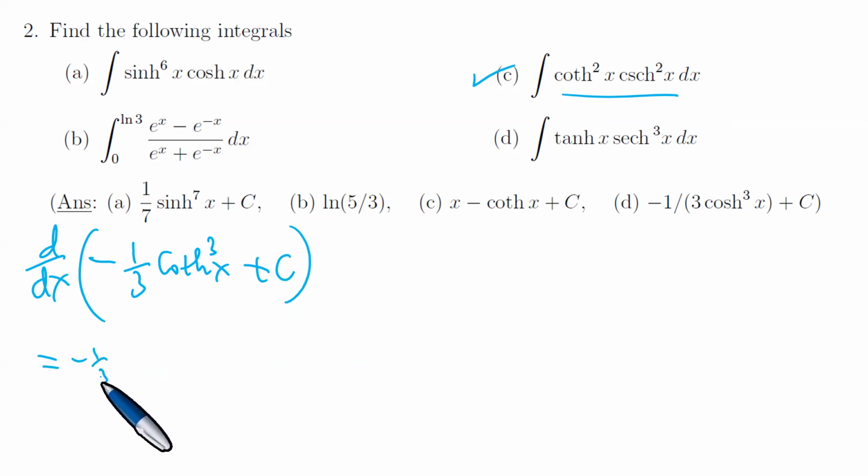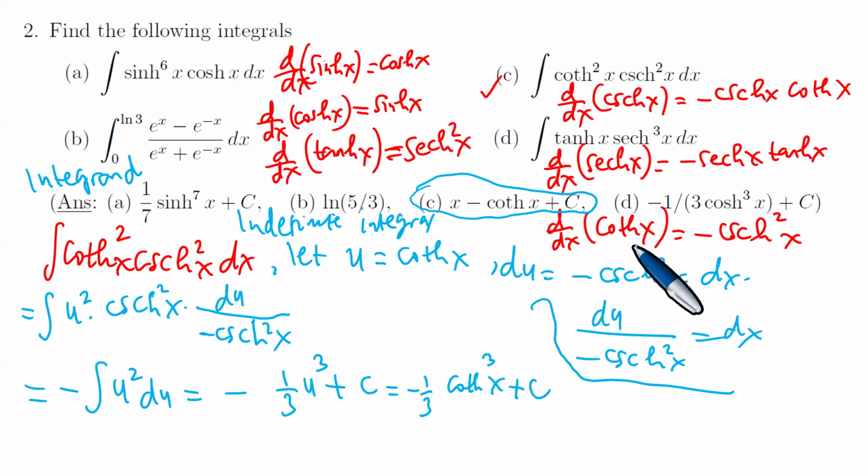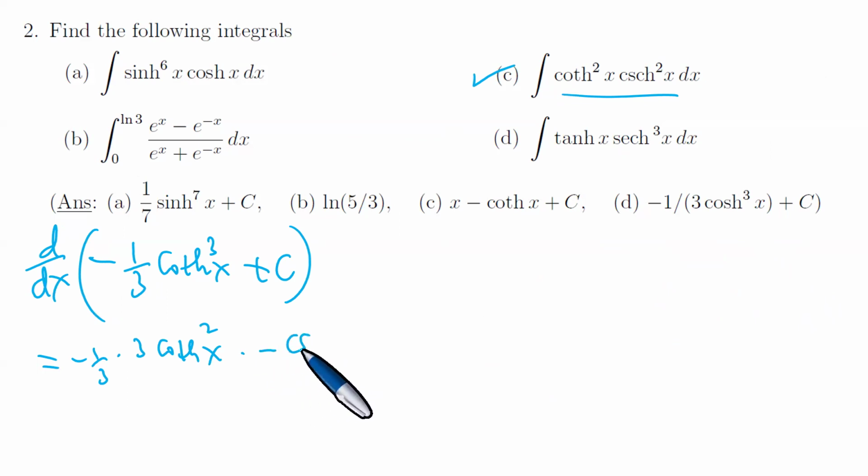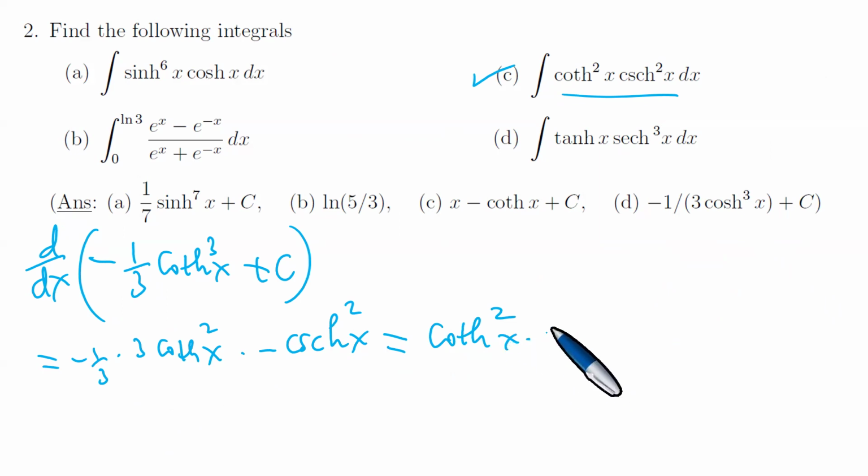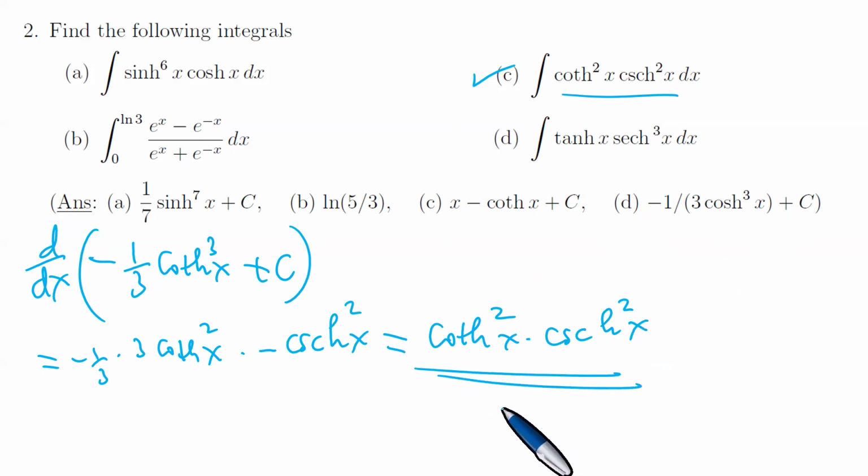Right, so you have minus 1/3. You bring down the 3, and we have cosh to the power 3 minus 1, it's 2, of x. You multiply by the derivative of the cosh. What is the derivative of the cosh? The derivative of the cosh is minus cosecant squared, hyperbolic cosecant squared of x. The 3 cancels out. Negative times negative is positive. The cosh squared, cosecant squared of x. Like that.